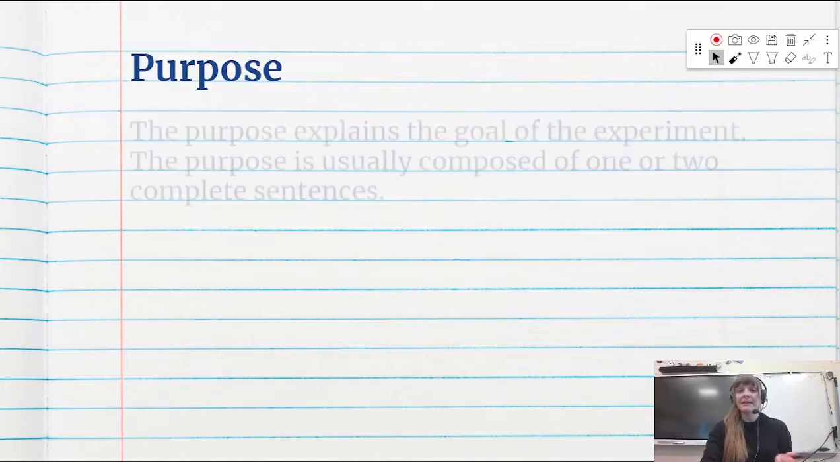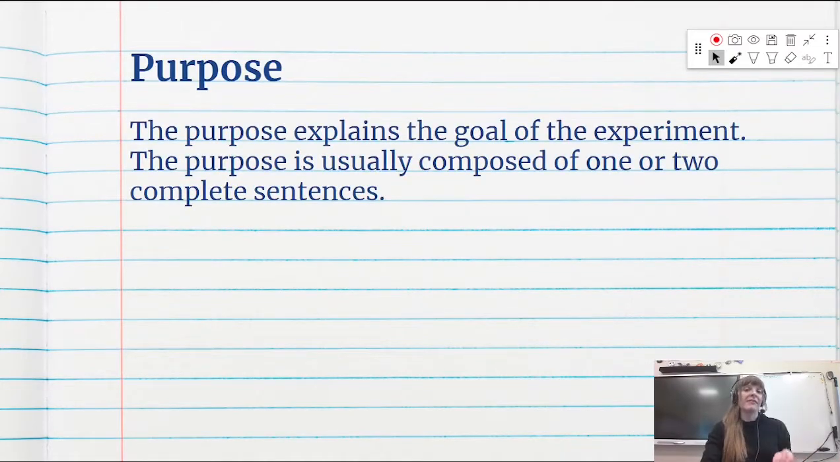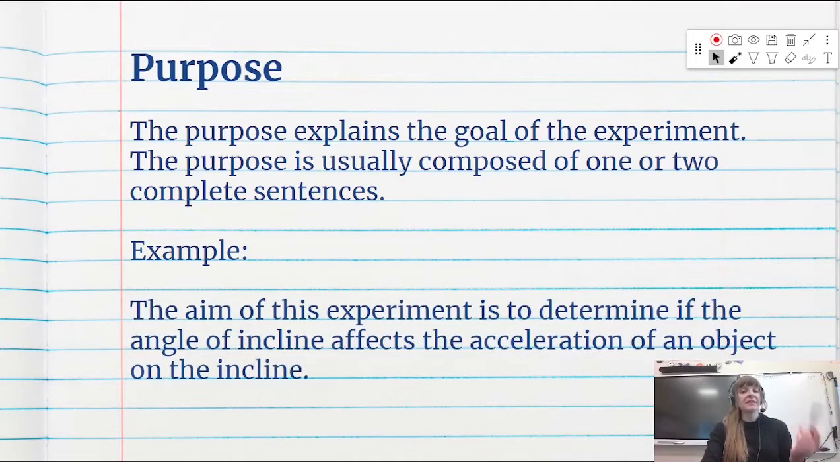So the purpose explains the goal of the experiment. Purpose is usually composed of one or two complete sentences. For an example, the aim of this experiment is to determine if the angle of incline affects the acceleration of an object on the incline. So that's an example of a purpose for a lab report.